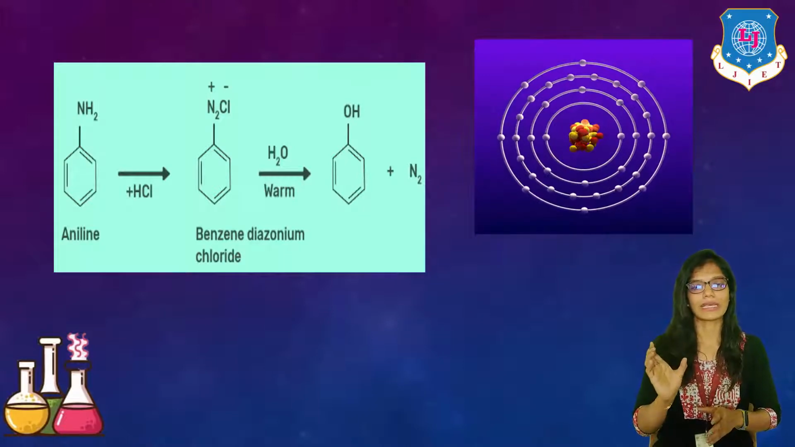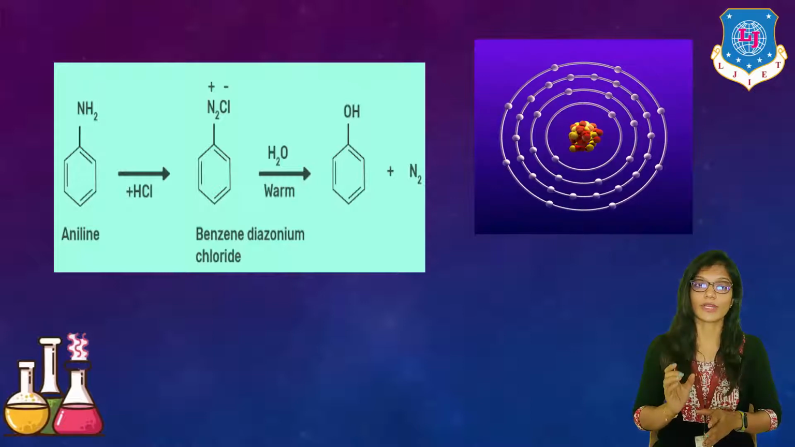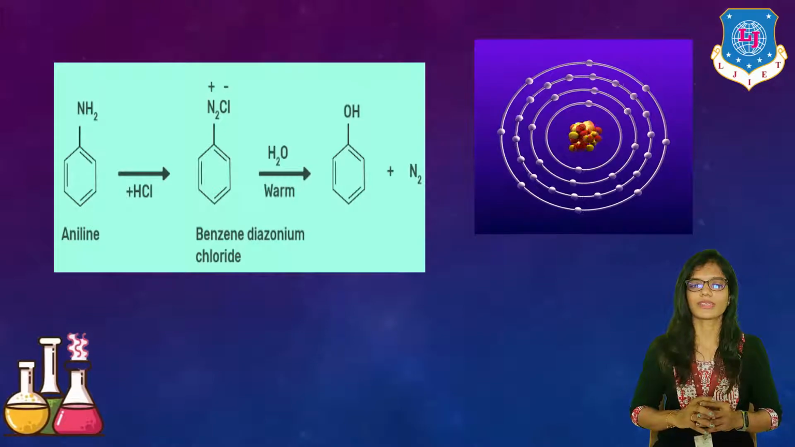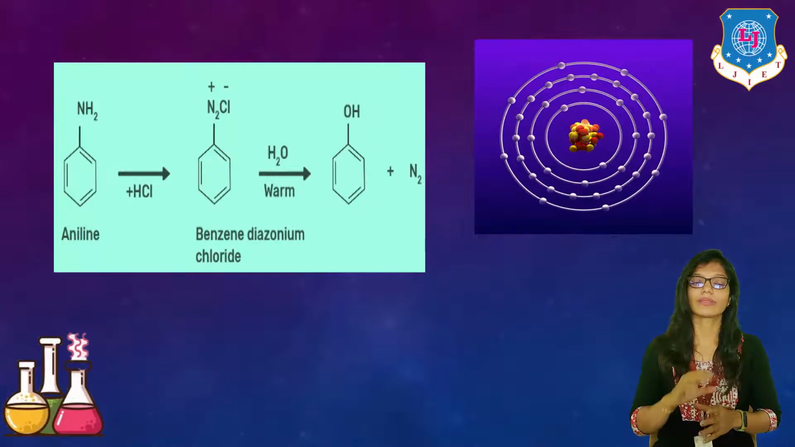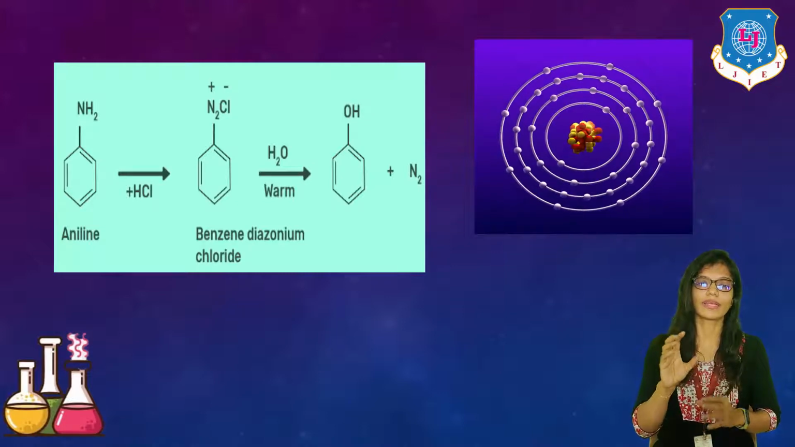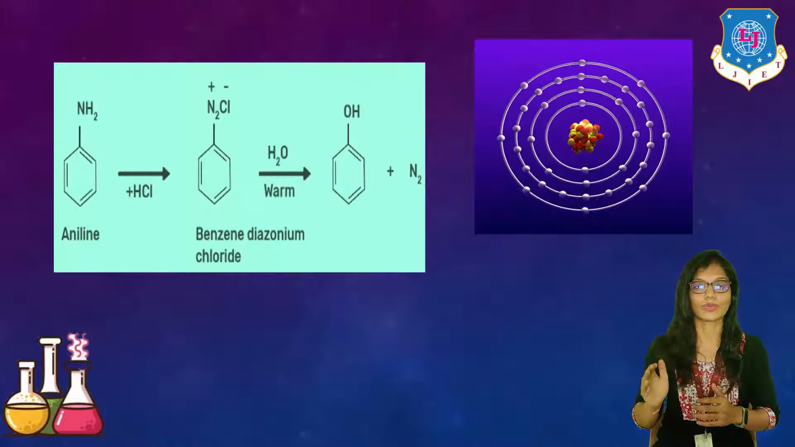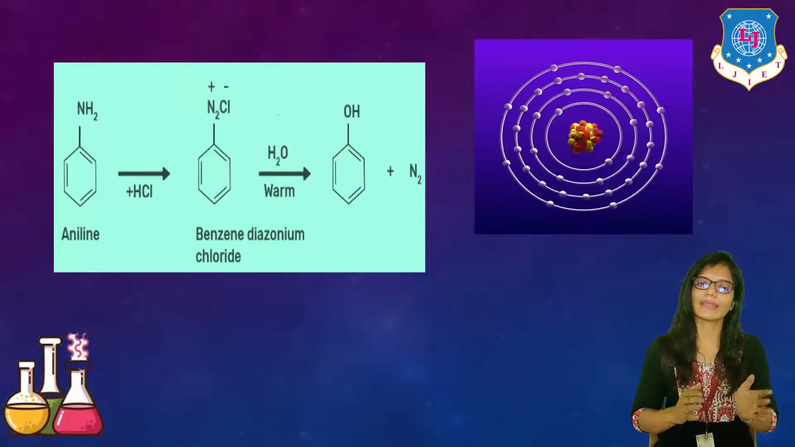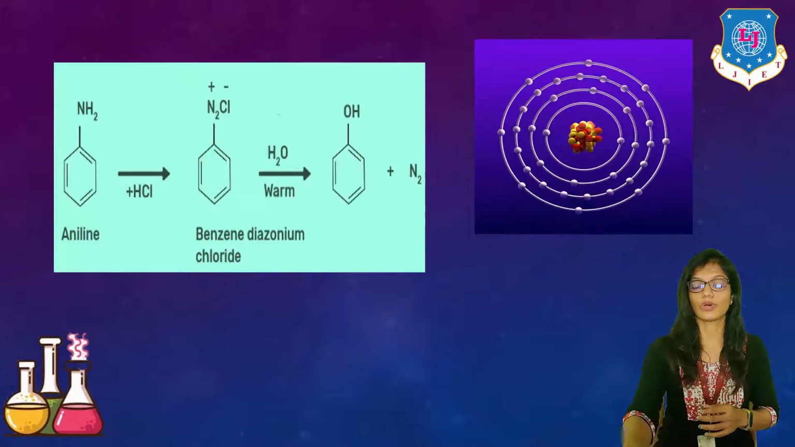It will basically react with H2O, warm H2O. So warm water has to be there. Then it will convert itself into OH. Right? So in this manner, the ring contains first of all an NH2 group, and then it will convert itself into OH. So as you can see, aniline gets converted to phenol with OH, and N2 plus is removed.